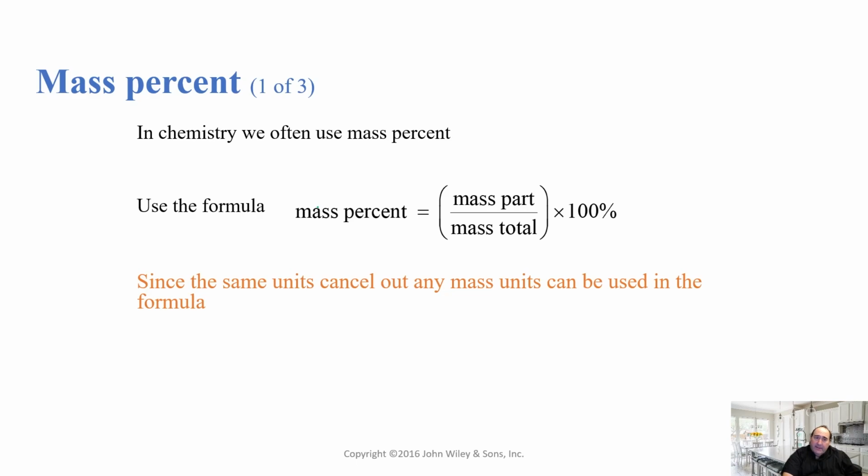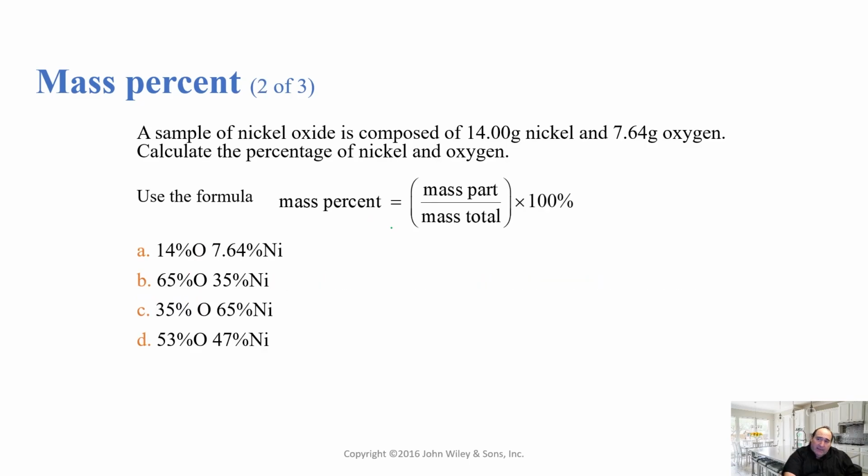Another percent type unit I think I actually touched upon earlier is mass percent. We take the mass of what we're interested in divided by the total mass and times it by 100. The units cancel out here, and we do end up with just a percentage. So if we look at an example of this, a sample of nickel oxide is made up of 14 grams of nickel, 7.64 grams of oxygen. What is the percentage of nickel and oxygen in this case?